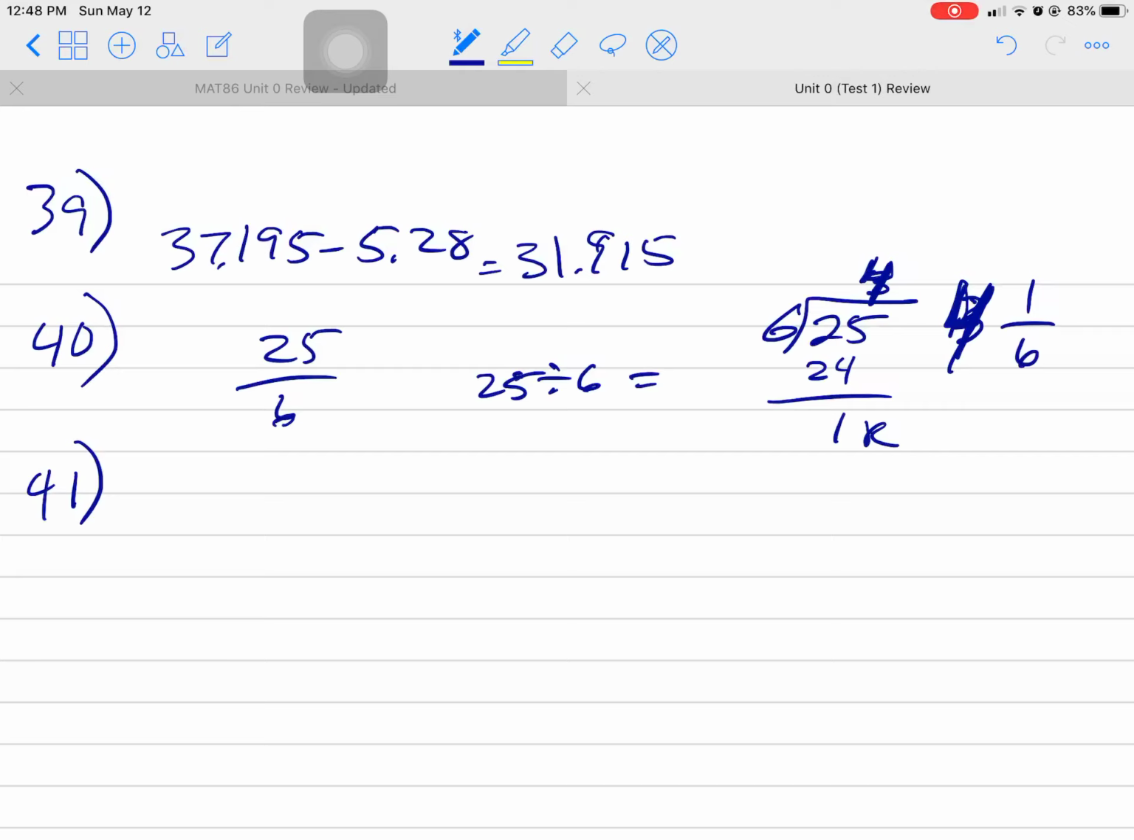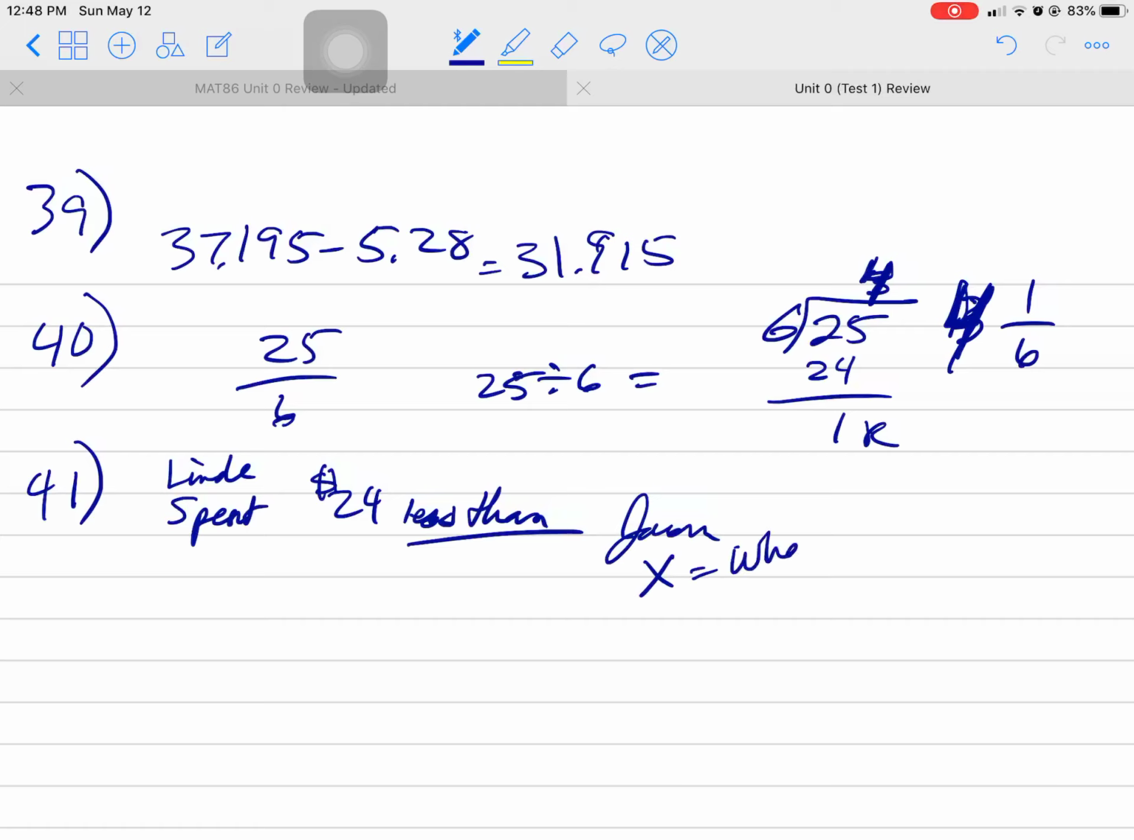Linda and Juan went shopping. Linda spent $24 less than Juan spent. Write an algebraic expression for how much Linda spent. Linda spent $24 less than. Less than is a key word that means things are out of order. So that means I wouldn't put the 24 first. So I don't know what he spent. So X equals what Juan spent. So X minus 24 is what Linda spent. Okay, good luck on the test.